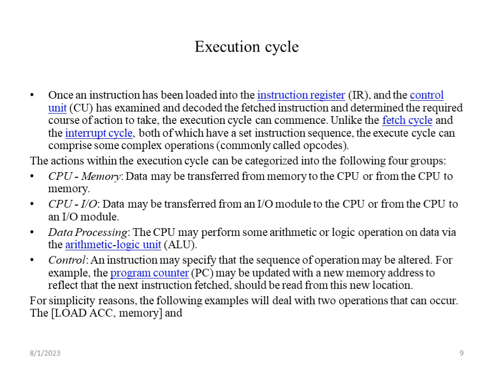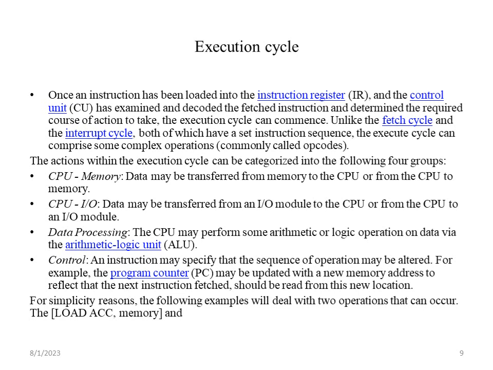Once an instruction has been loaded into the instruction register and the control unit has examined and decoded the fetched instruction and determined the required course of action, the execution cycle can commence. Unlike the fetch cycle and interrupt cycle, both of which have a set instruction sequence, the execute cycle can comprise some complex operations. Those operations can be categorized into four groups: CPU to memory, CPU to IO, data processing, and control.